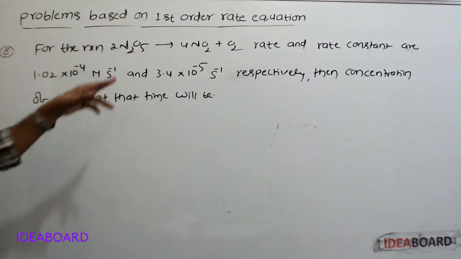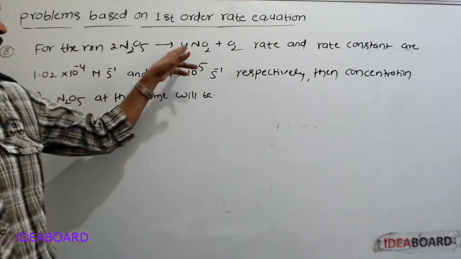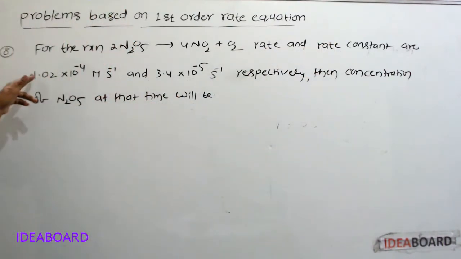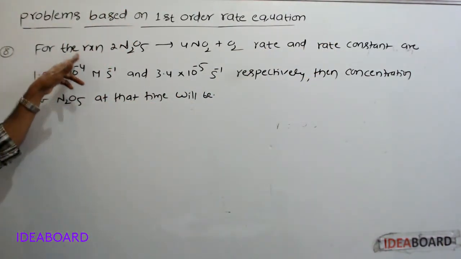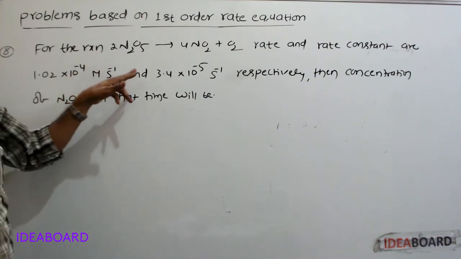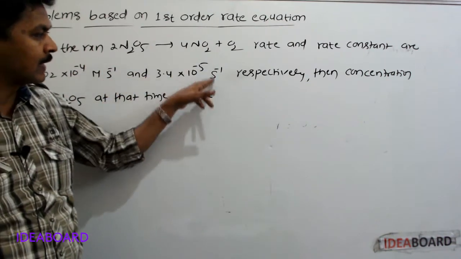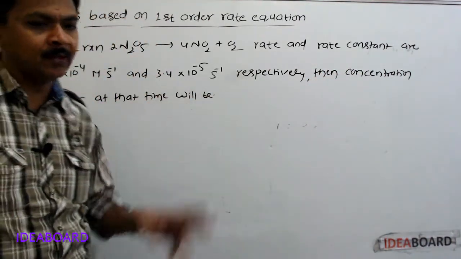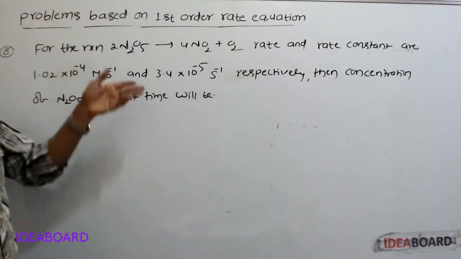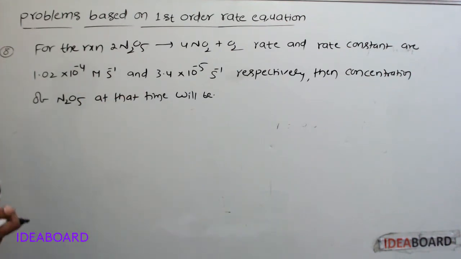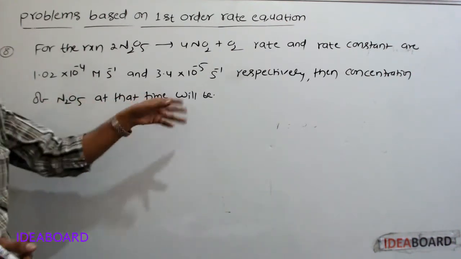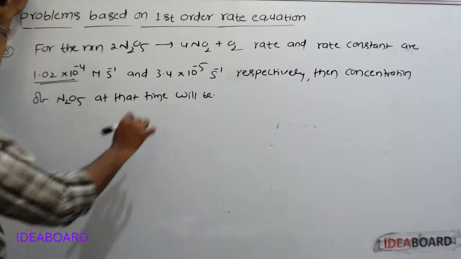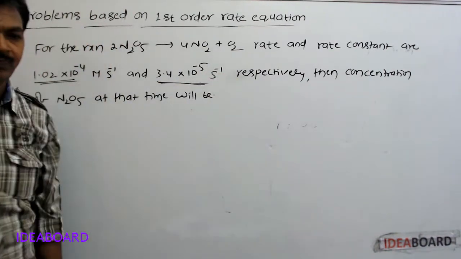Next problem. For the reaction, 2 moles of N2O5 gives rise to 4 moles of NO2 plus O2. Rate and rate constant are 1.02 into 10 power minus 4 molar per second and 3.4 into 10 power minus 5 second inverse respectively. Then concentration of N2O5 at that time will be. Here rate and rate constant both are given. We should calculate concentration of N2O5 at that time.